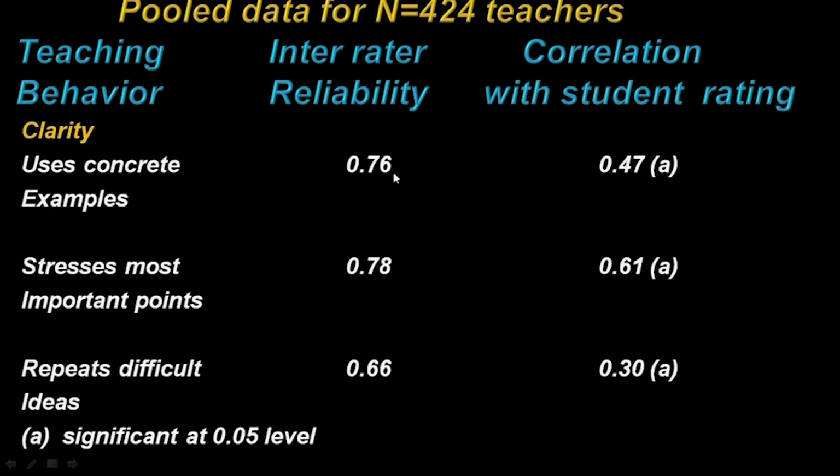And we find that "traces most important points" has inter-rater reliability of 0.78 and correlation with student rating of 0.61. "Repeat difficult ideas" has inter-rater reliability of 0.66 and correlation with student rating of 0.30, and significant at the 0.05 level, which means they are very, very significant indeed.